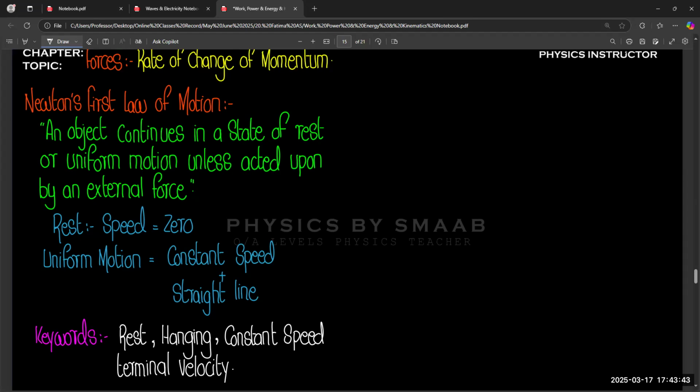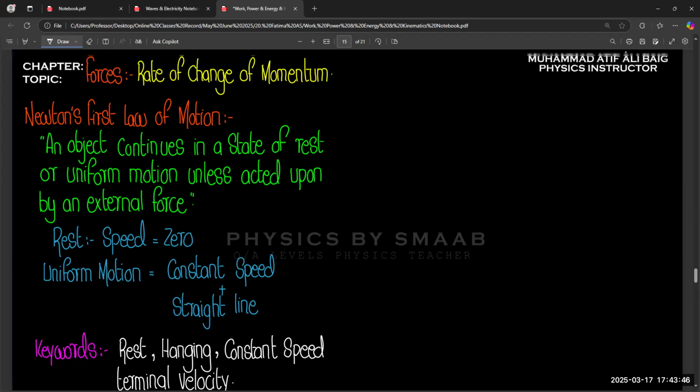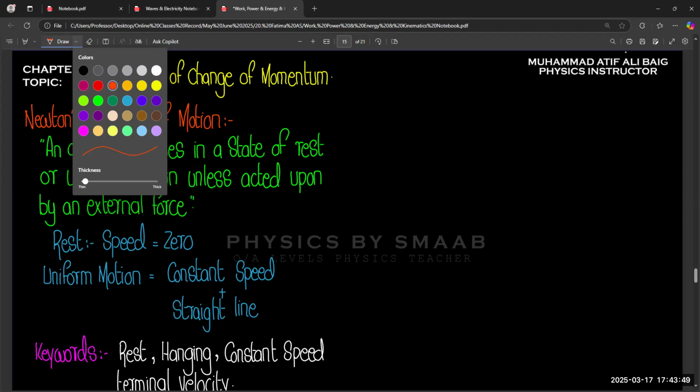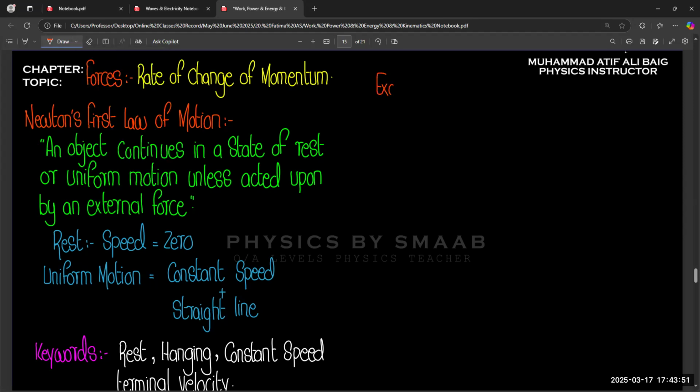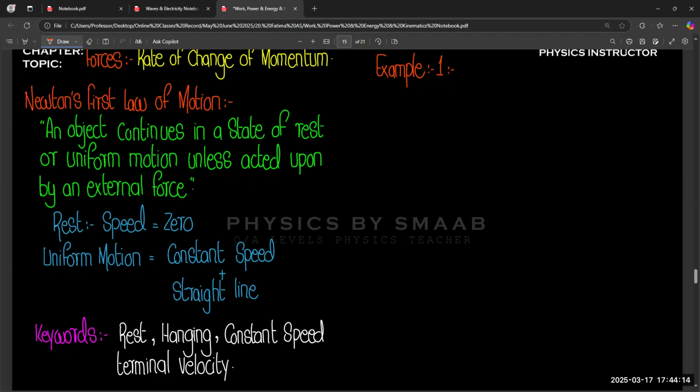And if we consider some more examples, let's suppose example number one. We have different types of examples from daily life or the type of question we got in the past papers. First of all, the example of hanging, because the example of rest is very common and we already know about it. So first of all, the example of hanging.